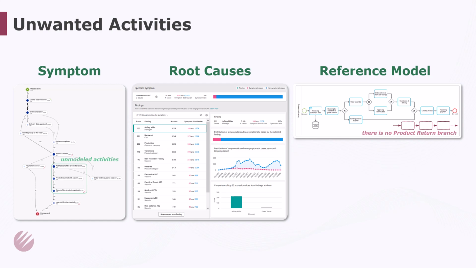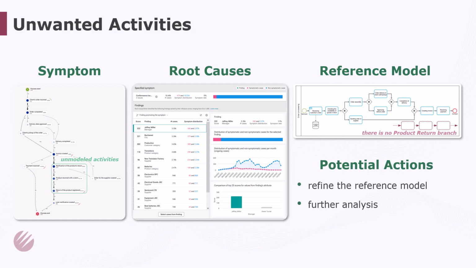As for scenario unwanted activities describing product return, if after discussions these activities are considered important and were omitted from the reference BPMN model by mistake, they can be added into the reference model. Then further analysis will help identify ways to reduce product return cases.